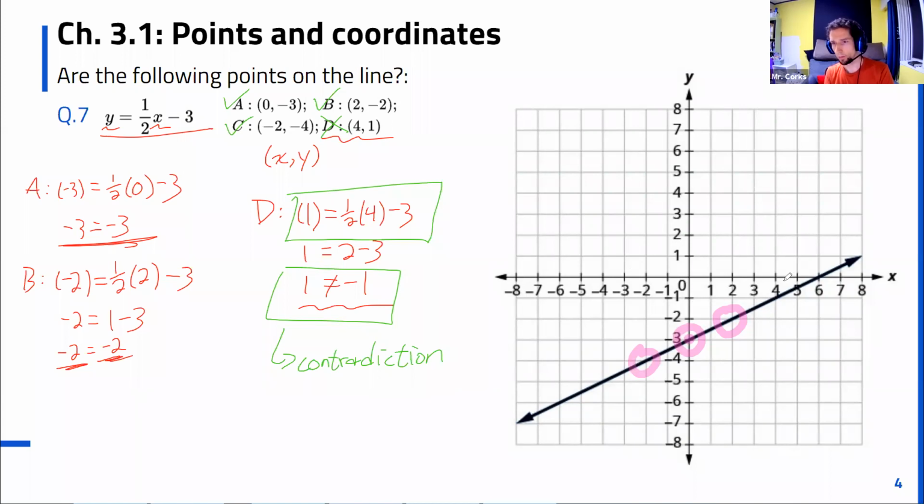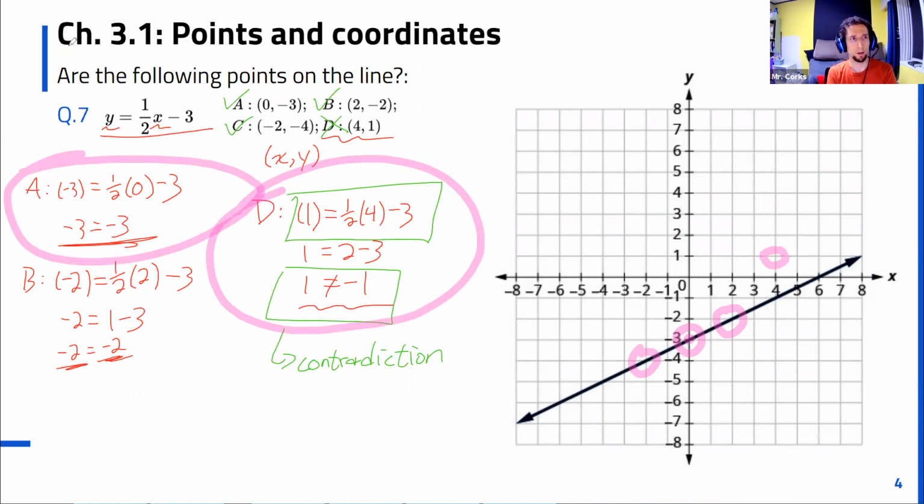D is 4, +1. That is not on the line. For -1 it would be, but for +1 it is not. So if we have the graph, yes, it's very easy to check this, but we should also know how to check it using algebra, doing exactly what we did here. Algebra is more precise.